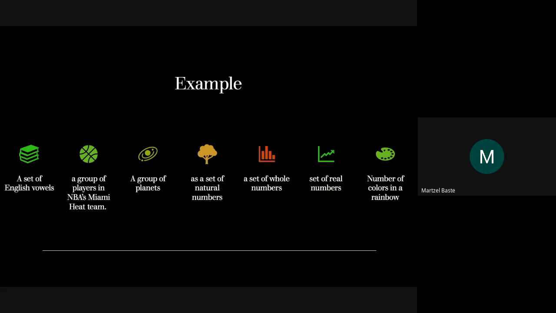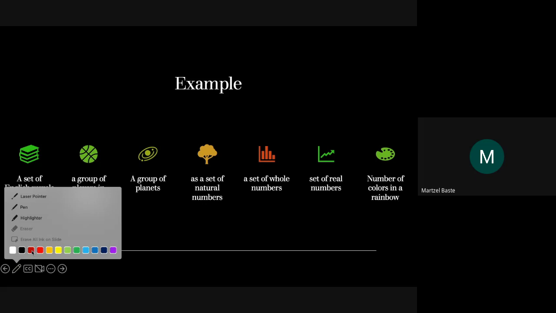So a set of English vowels. When we talk about the set of English vowels, the universal set is the English alphabet, from A to Z. But when we talk about a set of English vowels, it is filtered out into the five vowels na lang. Particularly A, E, I, O, and U. Clear? Is it clear? Yes, sir.